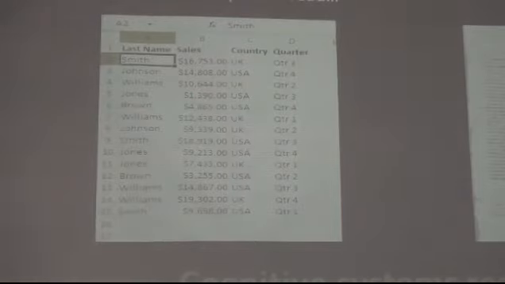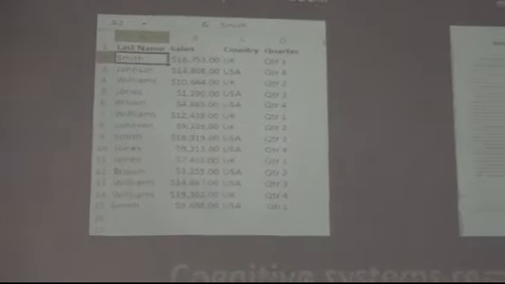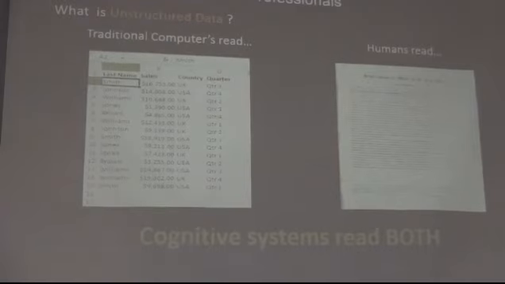A cognitive system reads both of these types of data. So imagine the medical and healthcare industry: all of those research documents that are out there, millions and millions of research documents, all the papers that are written, all the publications. It's humanly impossible for any physician to keep up with all of that. So the ability for a system to comprehend and make sense of unstructured data is extremely valuable going forward, right? So, unstructured data.